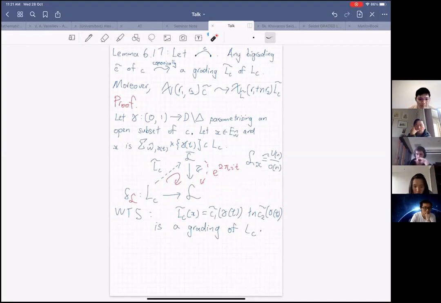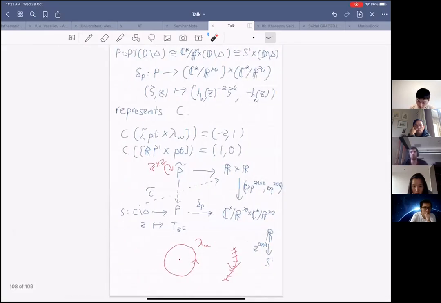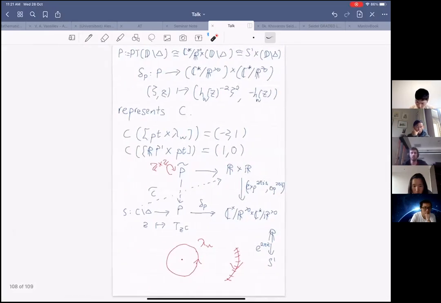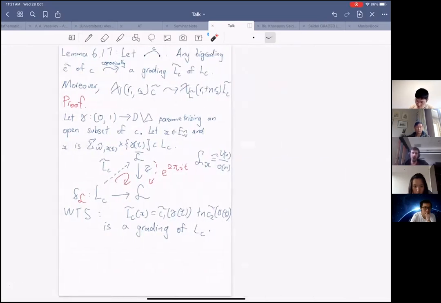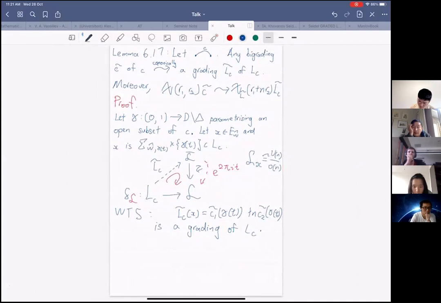Then the determinant square should be a map from this curve L to S1. There is another map, this curve X to S1. Let me see. So you mean something like this? Yes, then e to the power 2 pi i t is the map over S1 from R to S1.